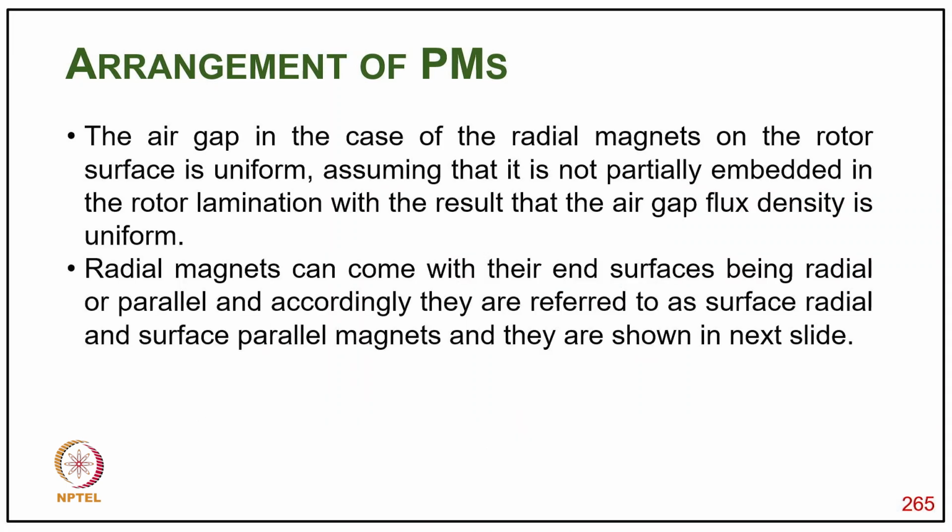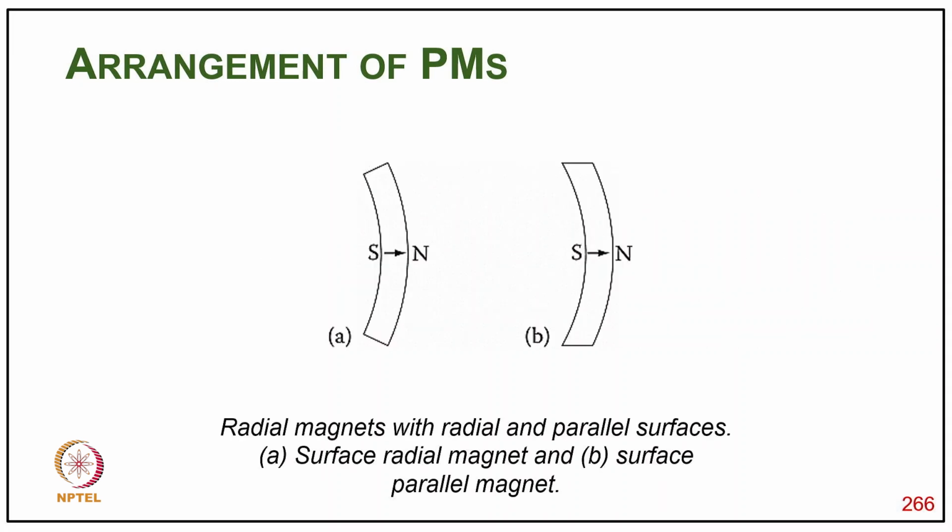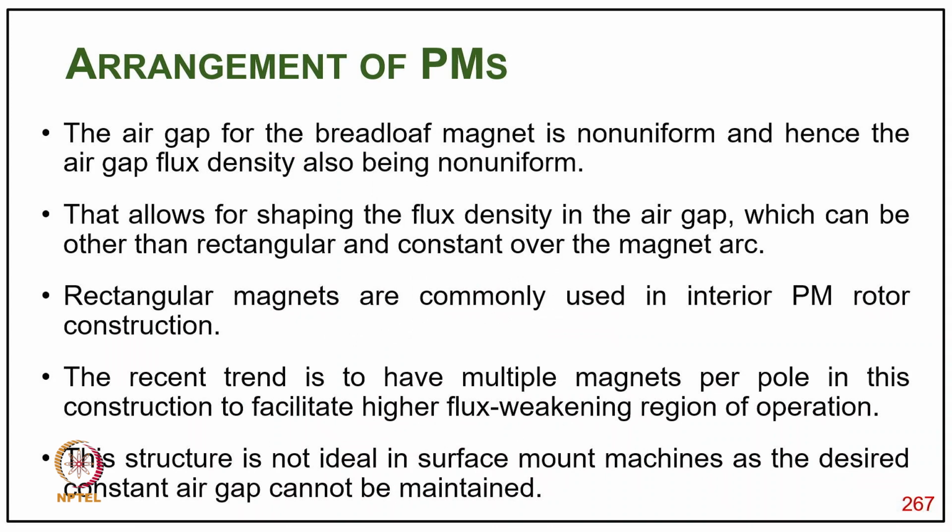The air gap in the case of radial magnets on the rotor surface is uniform, assuming that they are not partially embedded in the rotor laminations, with the result that the air gap flux density is uniform. Radial magnets can come with their end surface being radial or parallel, and accordingly they are referred to as surface radial and surface parallel magnets, and they are shown in the next slide. As you can see here, the surface radial magnet and the surface parallel magnet.